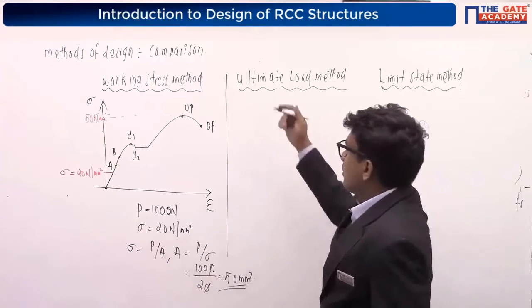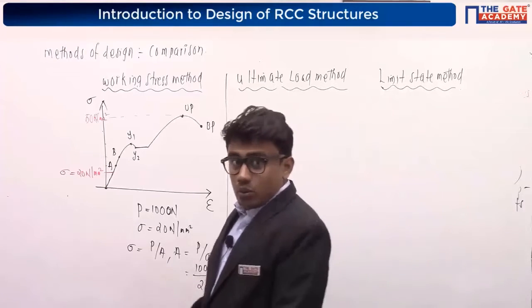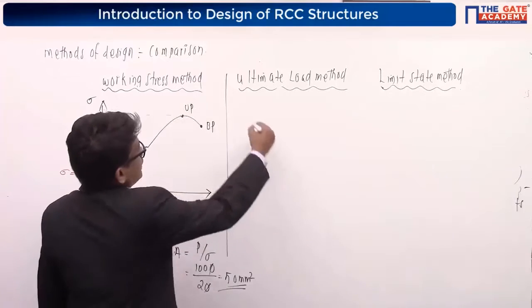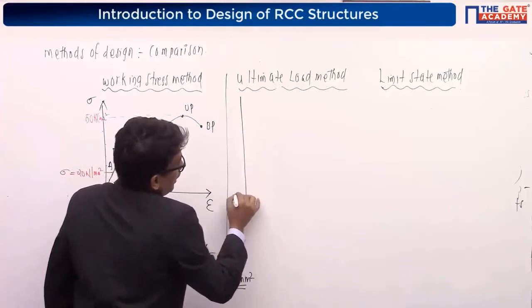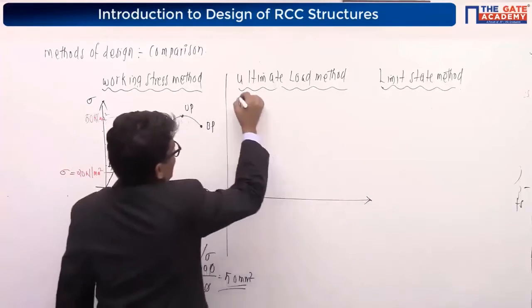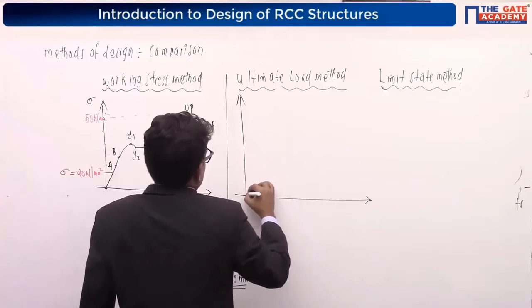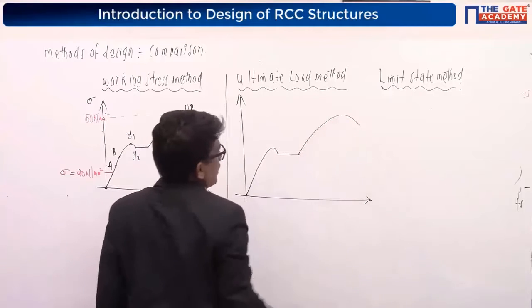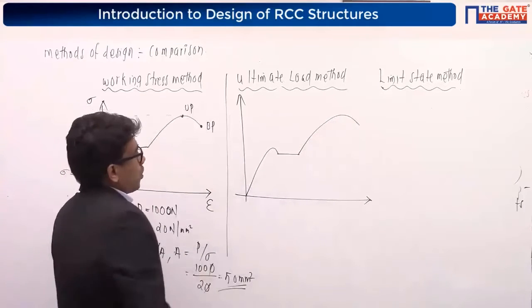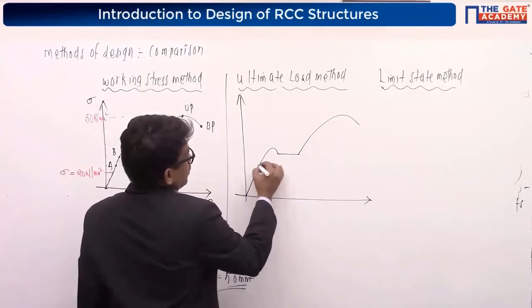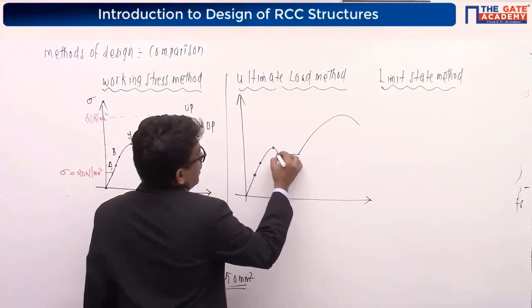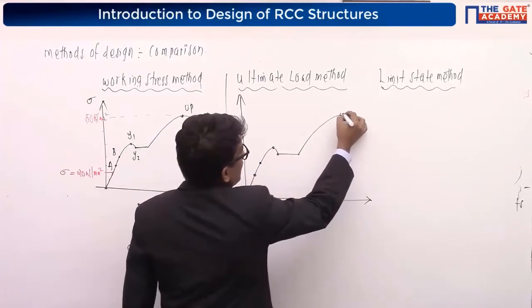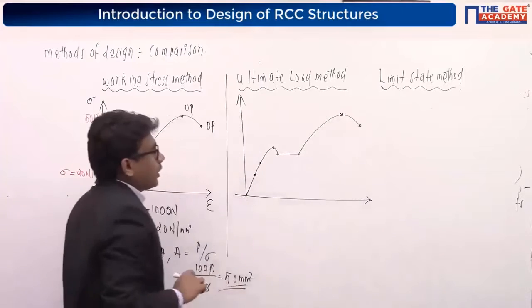Just understand that. Similarly, for our ultimate load method, what am I going to do? See, in ultimate load method, if I consider the same material and the same stress strain curve, since I am considering the same material, the stress strain curve will also be the same. So this is our elastic limit, this is our proportional limit, elastic limit, upper yield point, lower yield point, plastic region, ultimate load, and our breaking point.